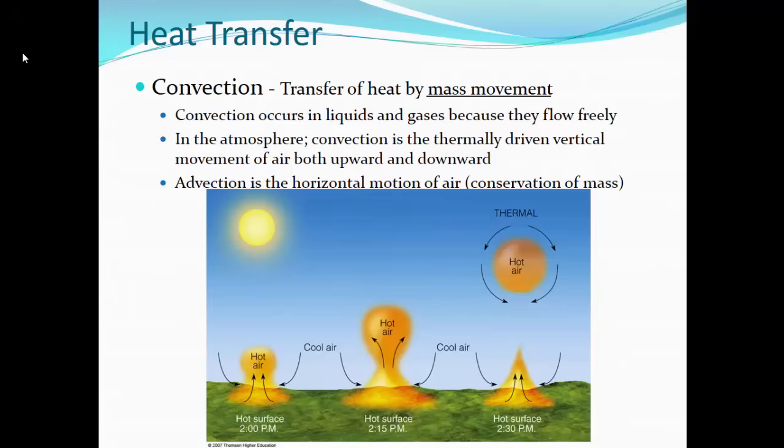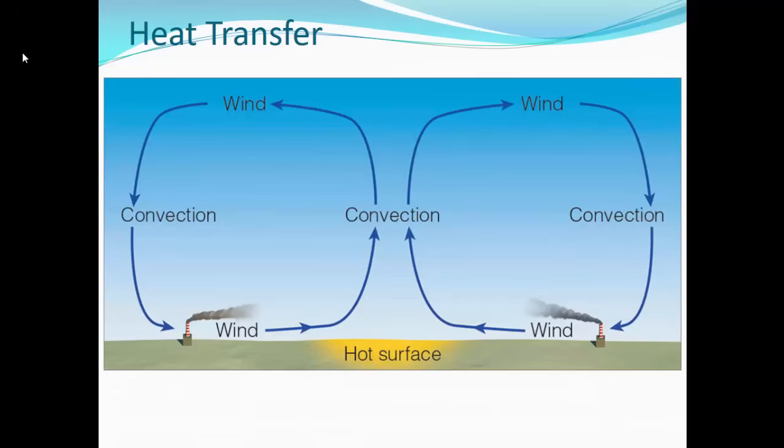As that warm air continues to rise, it eventually will cool higher in the atmosphere and also begin to sink down, and that's where you get your complete convection cell of up and down. And there's your convection cell.